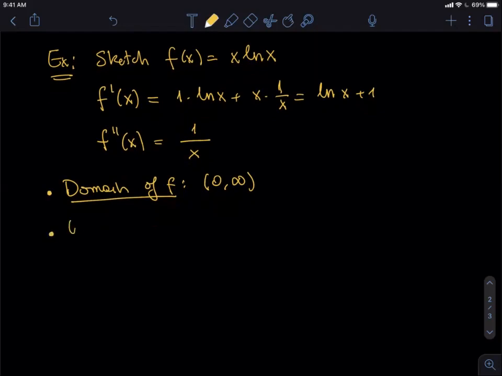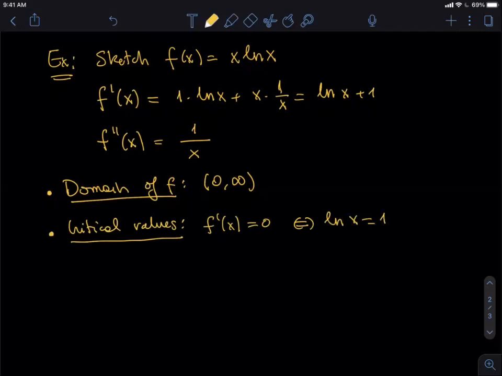Now the critical values. Those are the solutions of f prime equals 0. That means the logarithm of x equals -1, right? And that means x equals e to the -1, or 1 over e. Okay, it's the same thing.